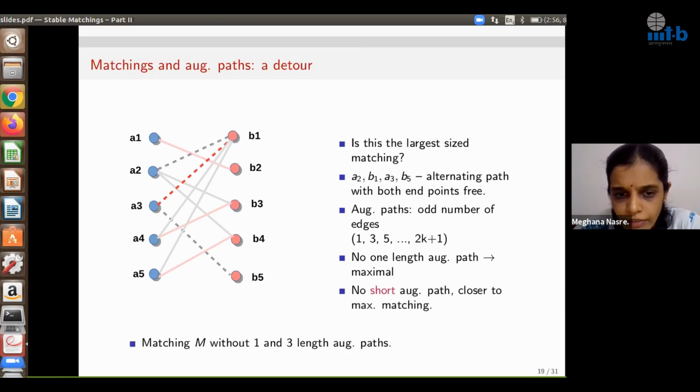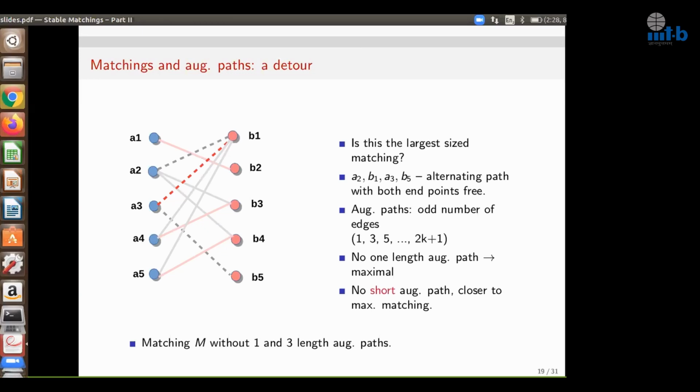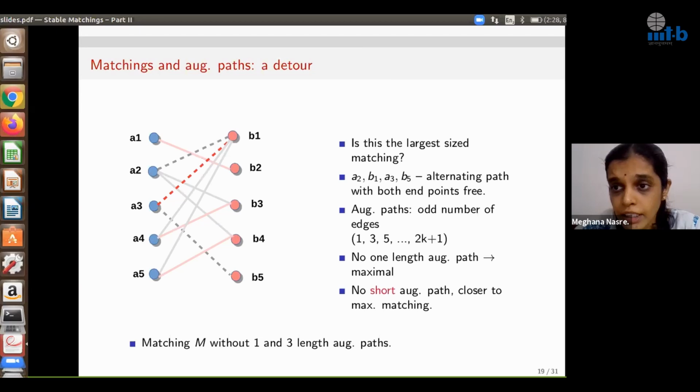So what we will show is that whenever you do not have short augmenting paths, we are close in terms of size to the maximum cardinality matching. This has nothing to do with preferences. This is a general claim which holds true in graphs without preferences. Also in general graphs, it does not require bipartiteness. So that is not required. But what we will show is that for our proof, it suffices to prove that the matching that we produce does not have 1 or 3 length augmenting paths.